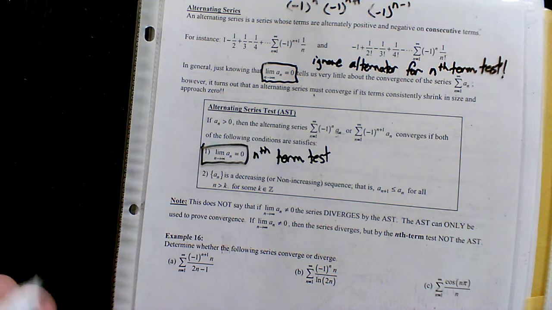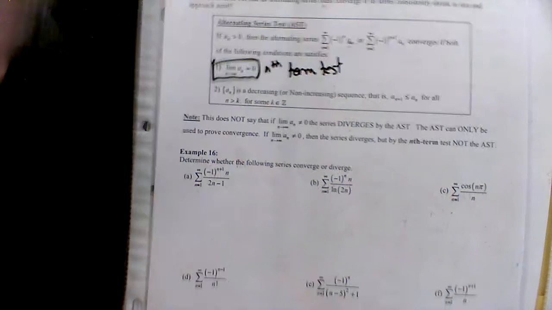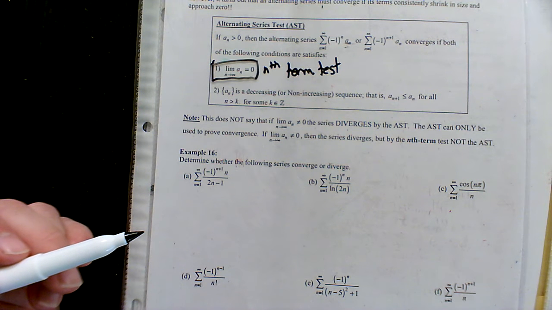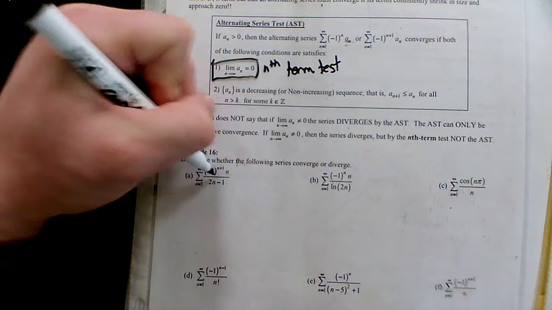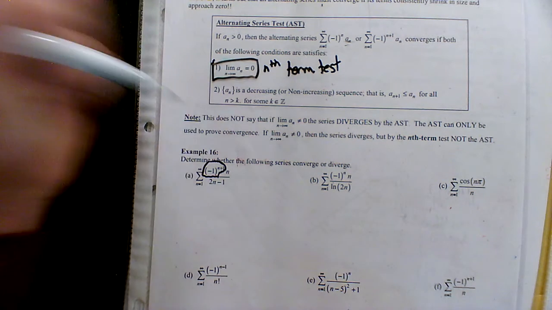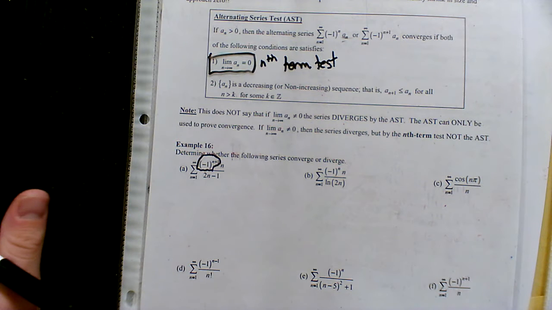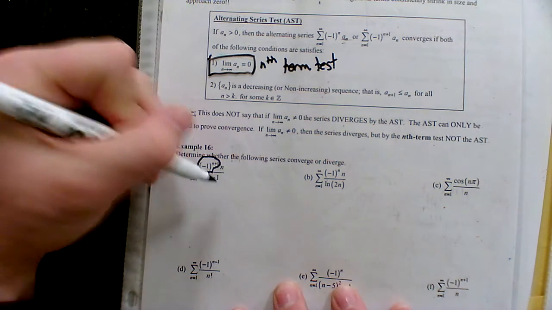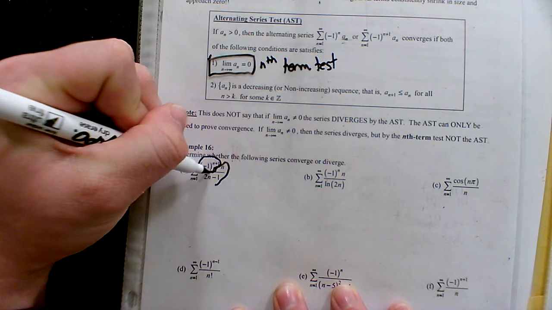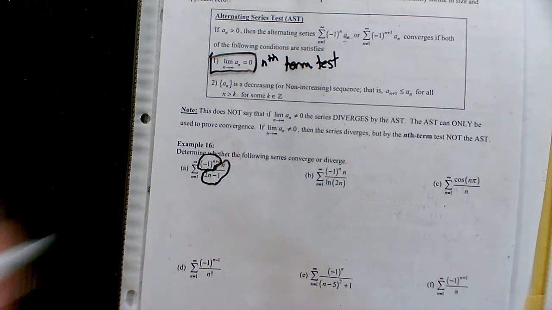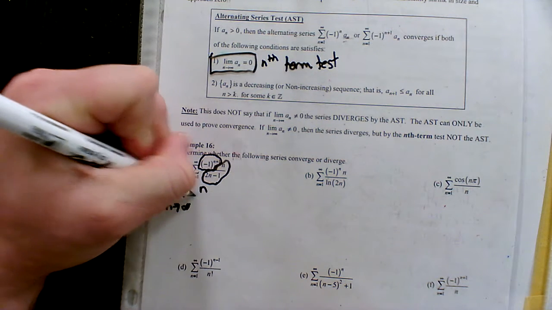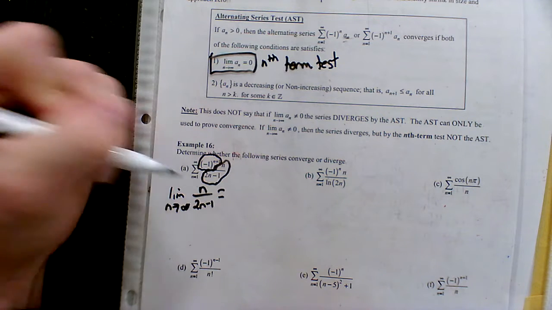Alright, so let's go ahead and just look at some examples now. Determine whether the following series converge or diverge. So again, do we see an alternator in this problem? In the first one? Yeah. It's this (-1)^(n+1). That's our alternator. And when we first check, because we always try the nth term test first, we said to ignore what? So we're actually only looking for this part over here right now. So we're going to take the limit as n approaches infinity of n over 2n minus 1.